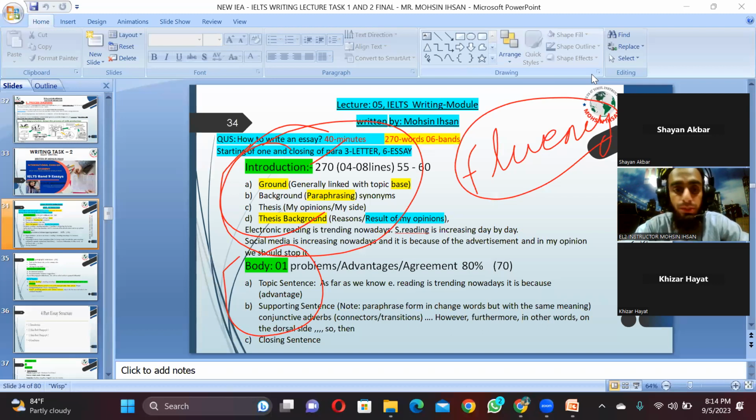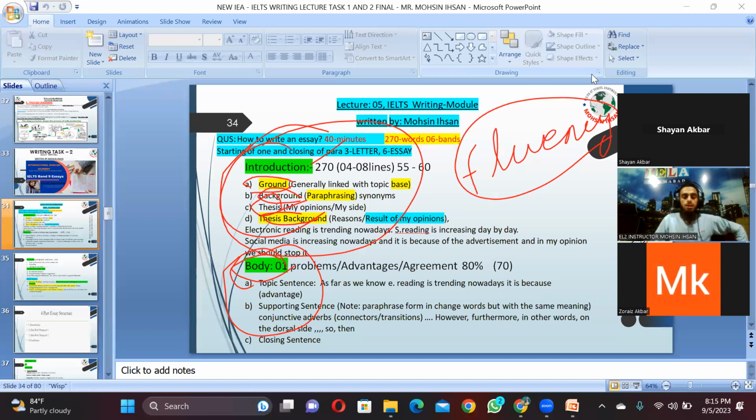Now, coming towards our introduction paragraph, we discussed that the first thing you have to talk about is the root of the topic, then your paraphrasing of the topic in your own words, then thesis opinion, then thesis background, the proof for that. Today we are going to discuss paragraph number 1, the main body, and then paragraph number 2, the second main body, and then the conclusion to conclude the essay, and then some kinds.